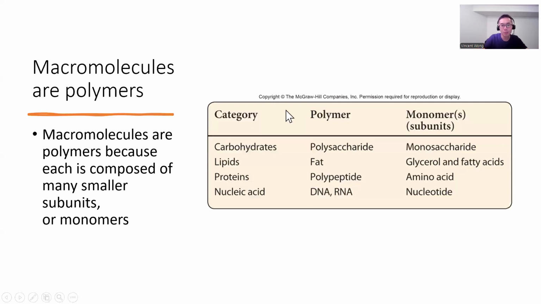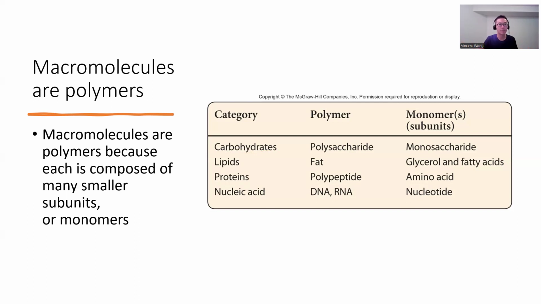So different polymers have different building blocks. Don't worry about memorizing it just yet, we'll get to it when we discuss these things in detail. Carbohydrates, the name of the polymer is polysaccharide, and its building block is monosaccharide. For protein, the monomers are amino acids. So different types of polymers have different building blocks, which totally makes sense.